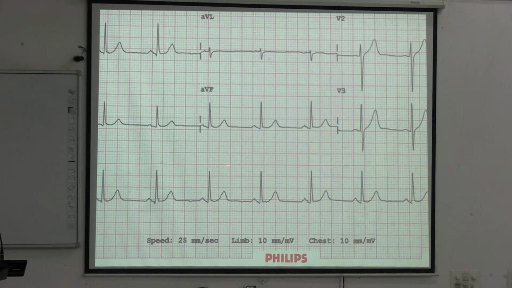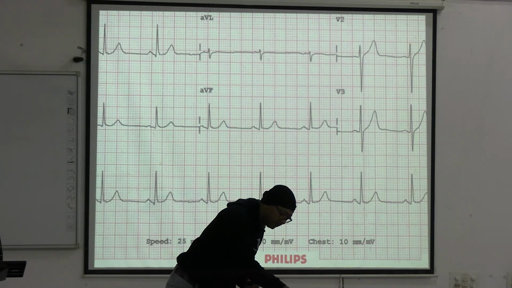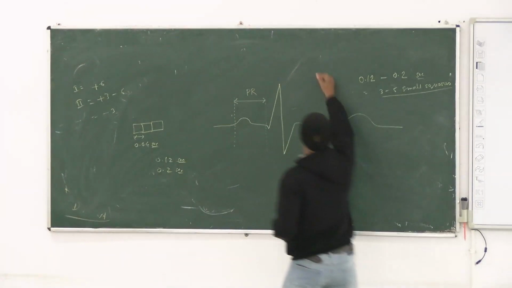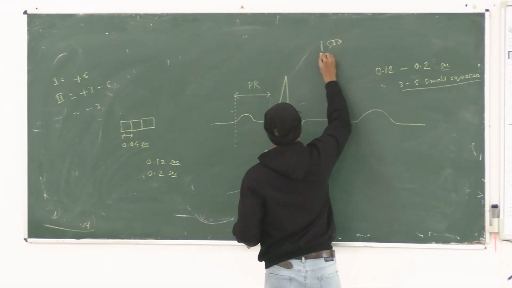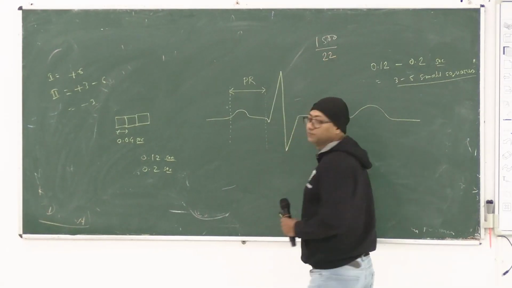Okay. So, say for example, there are 22 small squares between this R and this R. So, how to determine heart rate? The formula of heart rate is 1500 divided by the number of small squares, okay. So, 1500 divided by the number of small squares, here it is 22.